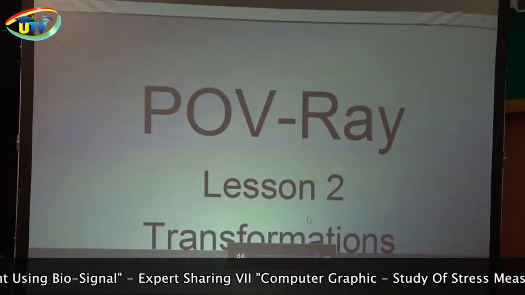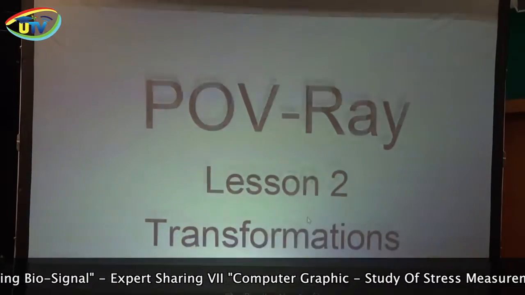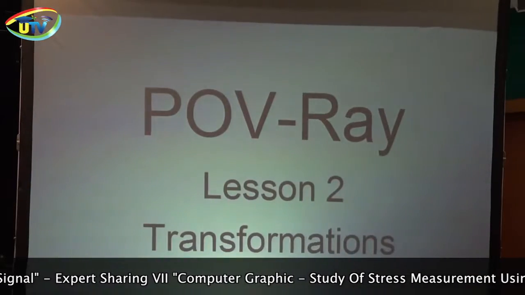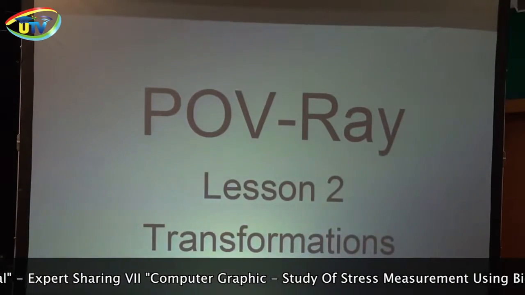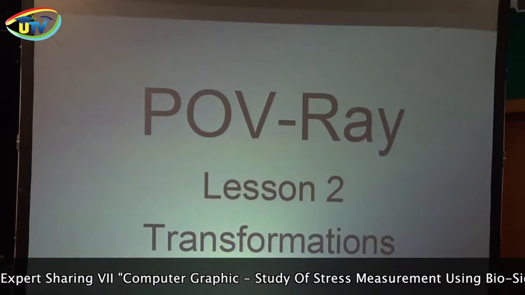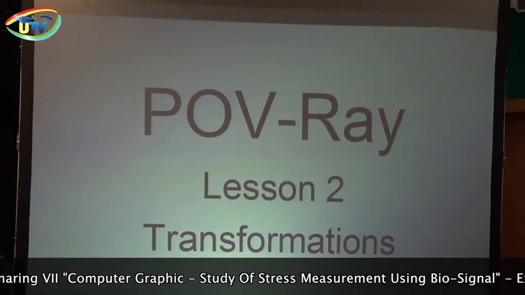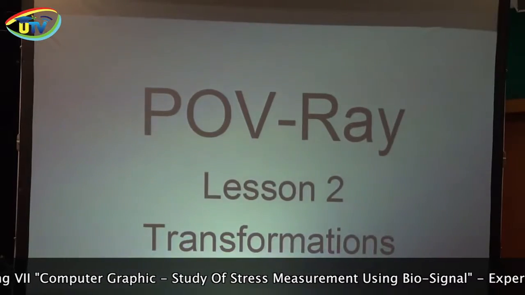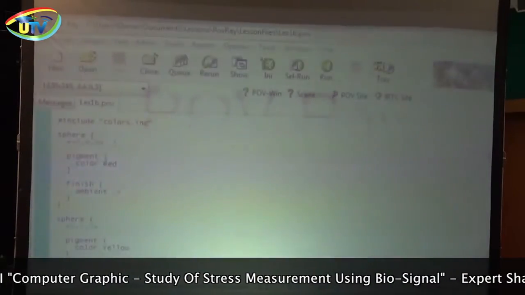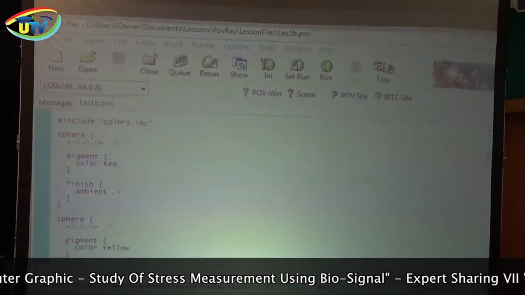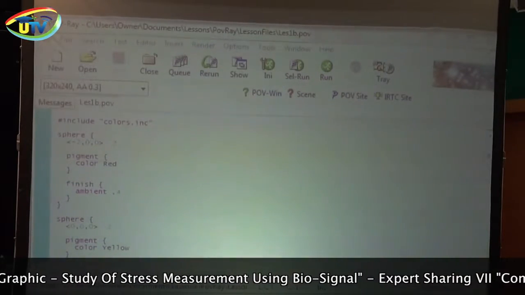Some more interesting details. In this lesson, I'm going to show you some of the things I skipped over, and we'll look a little more closely at the sky sphere, which I didn't do a very good job of. And then I want to show you the 3 types of transformations that you can use on objects in POV-Ray. Okay, here is the lesson 1 that we did before.